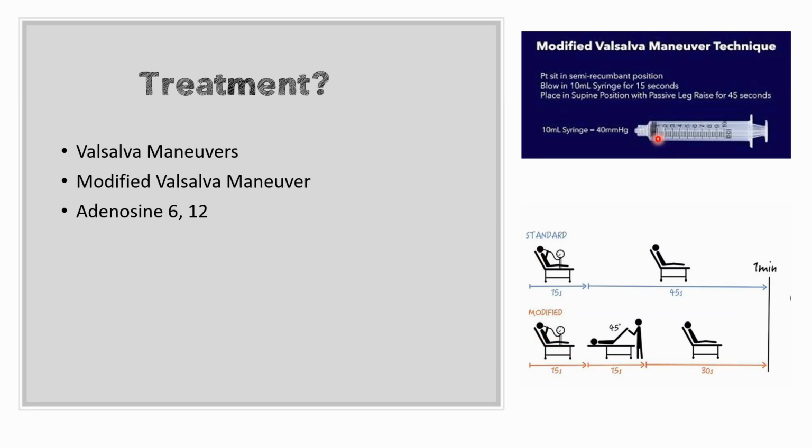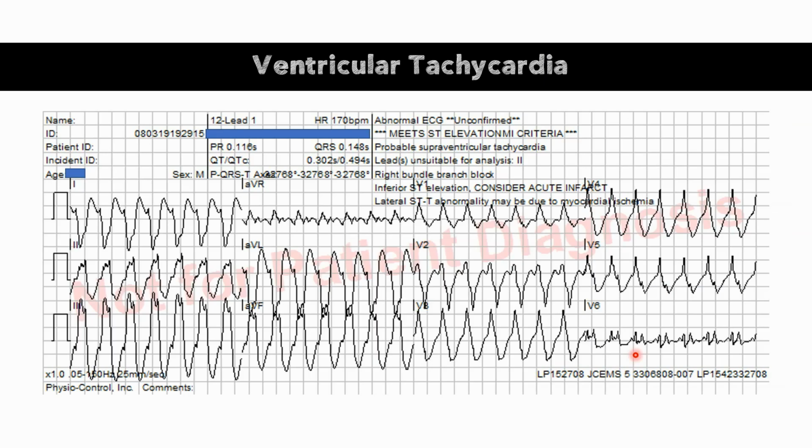You have them blow into a 10 cc syringe. Now, they probably won't actually be able to move this plunger, but you want them to try. You want them to say, I need to see you move this plunger. Blow, blow, blow. They blow on it for about 15 seconds. After 15 seconds, you lay them flat and you raise their legs up 45 degrees for about 15 seconds. This supposedly converts SVT or AVNRT more than the standard Valsalva maneuver, and possibly more than adenosine. So it's definitely worth trying, as long as the patient is able to do it.